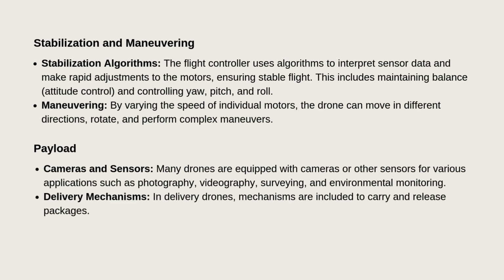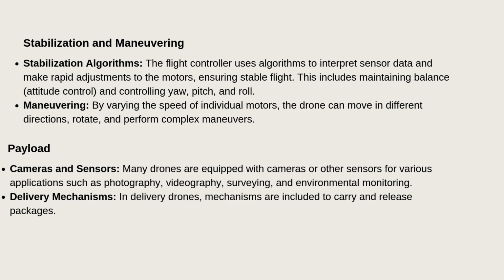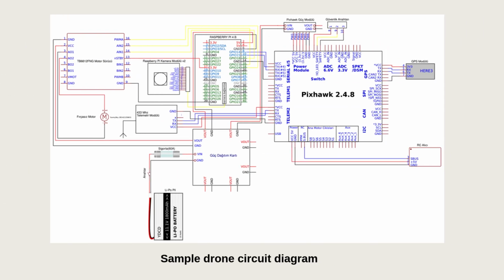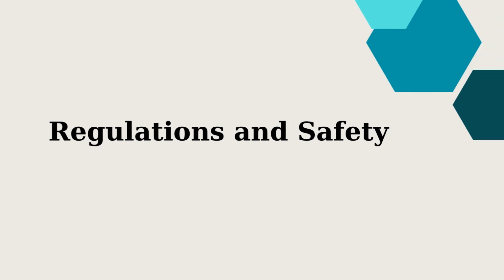Payload, cameras and sensors. Many drones are equipped with cameras or other sensors for various applications, such as photography, videography, surveying, and environmental monitoring. Delivery mechanisms. In delivery drones, mechanisms are included to carry and release packages. Sample drone circuit diagram. Regulations and safety.